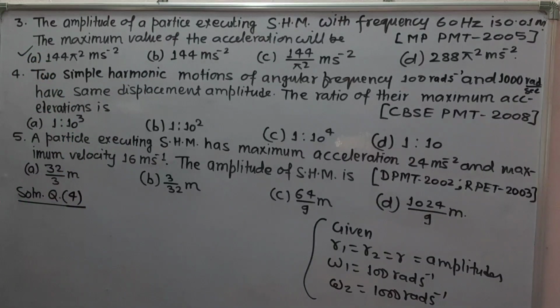Now question number 4. The question is, two simple harmonic motions of angular frequency 100 radian per second and 1000 radian per second have the same displacement amplitudes. The ratio of their maximum acceleration is. Now solution to question 4.